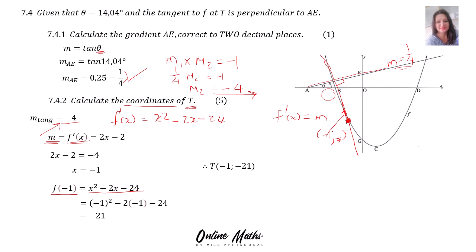And then where's your marks? Your marks are for finding the gradient of the tangent, for finding the derivative, for understanding derivative is the gradient of the tangent, for equating your tangent's gradient to the derivative, x value and y value.